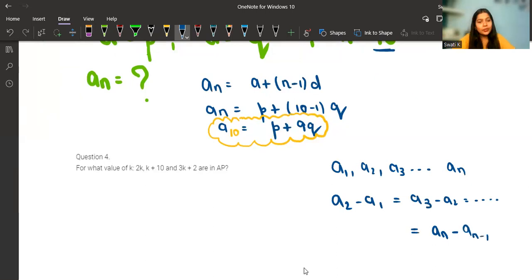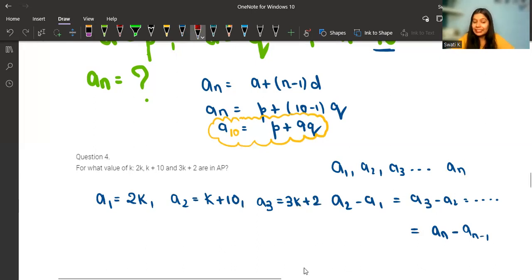That's it. So here also we can do the same thing. We have three values given of an AP. The first term is A1, which is 2k. The second one is A2, which is k plus 10. And the third term is A3, which is 3k plus 2. Now, this is already given to be an AP, but the question is for what value of k. So here we have to find the value of k for which 2k, k plus 10 and 3k plus 2 are going to be in an AP.